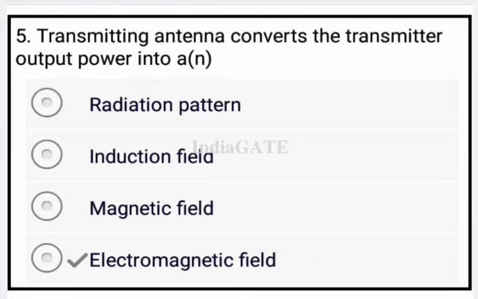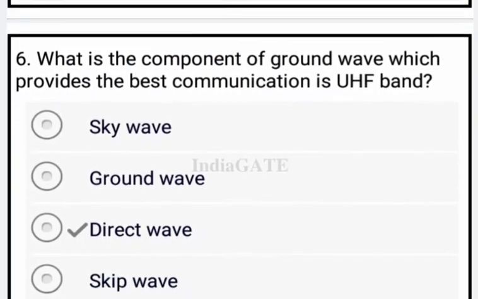The transmitting antenna converts the transmitter output power into dash. It converts the power into the electromagnetic field. So option D is your correct answer. Now come to the next question.